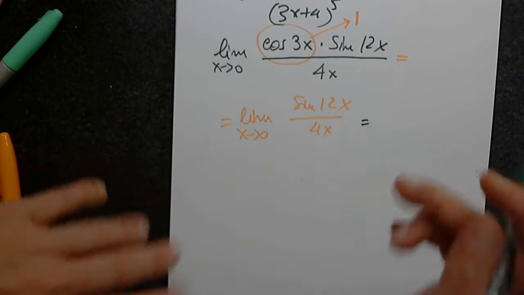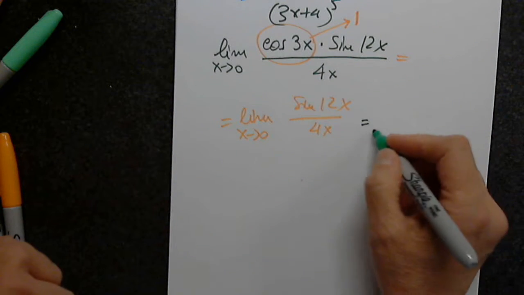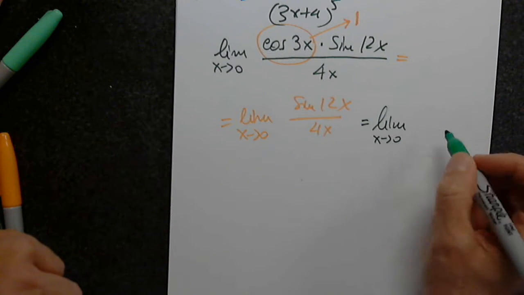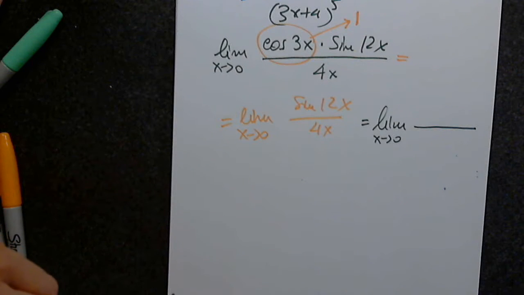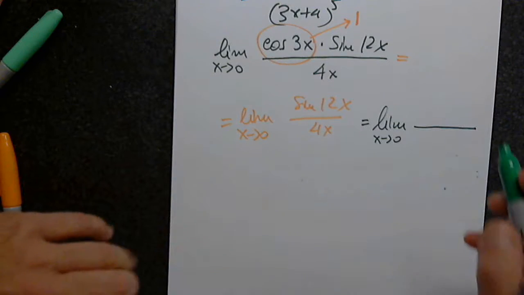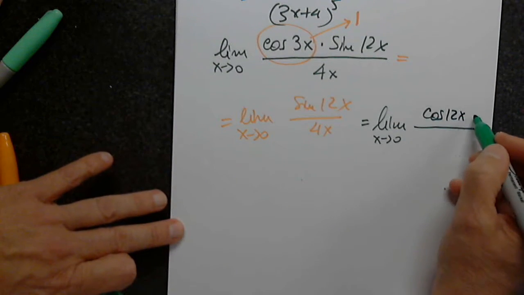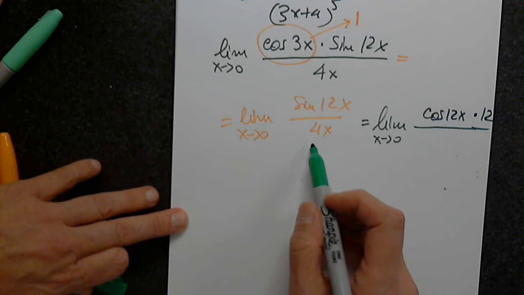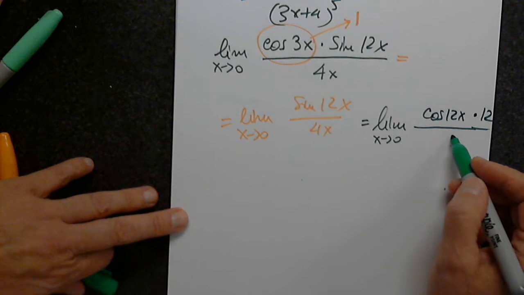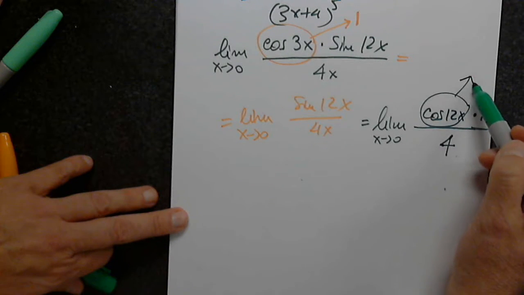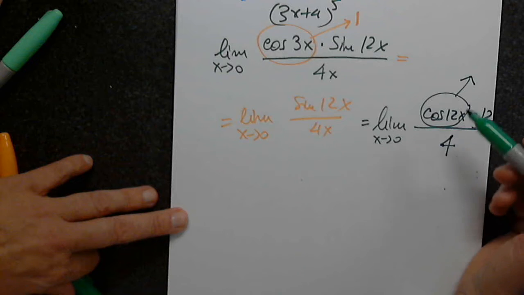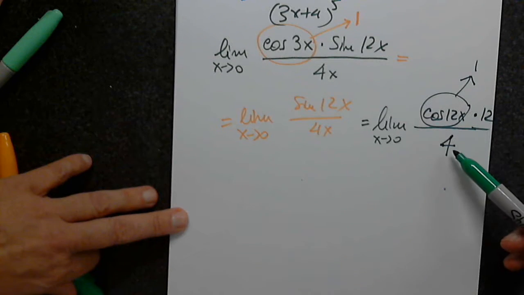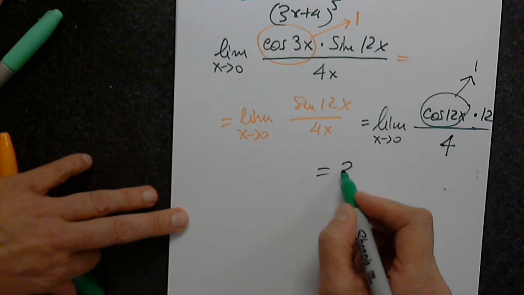So let's finish it with L'Hopital's rule. What would you say? This is limit as x approaches 0. If you apply L'Hopital's rule at the top, you get cosine 12x multiplied by 12. And the denominator prime will be 4. Where does this go when x approaches 0? 1. And how much is 12 over 4? 3.